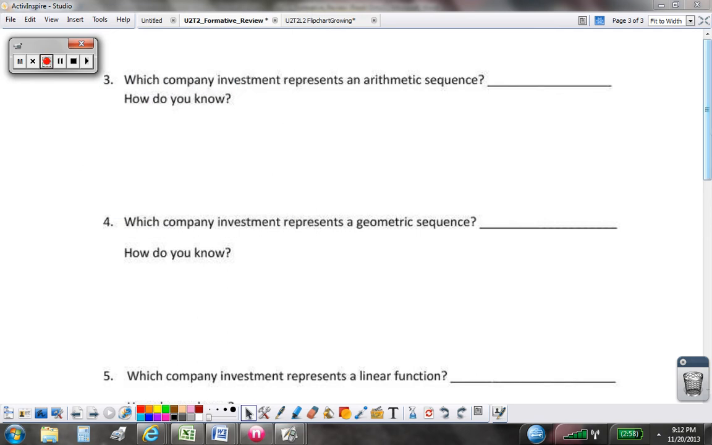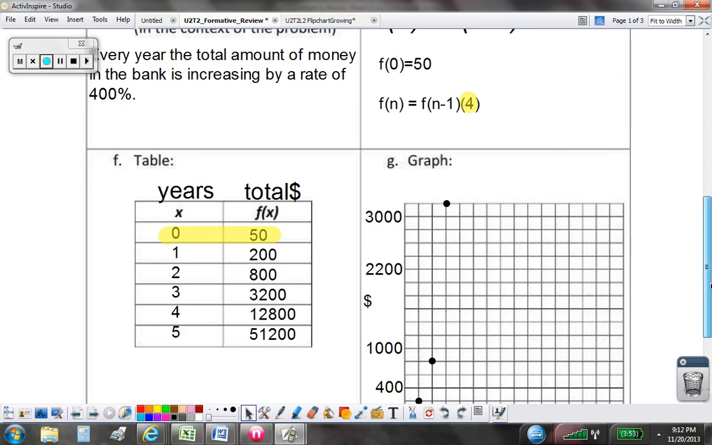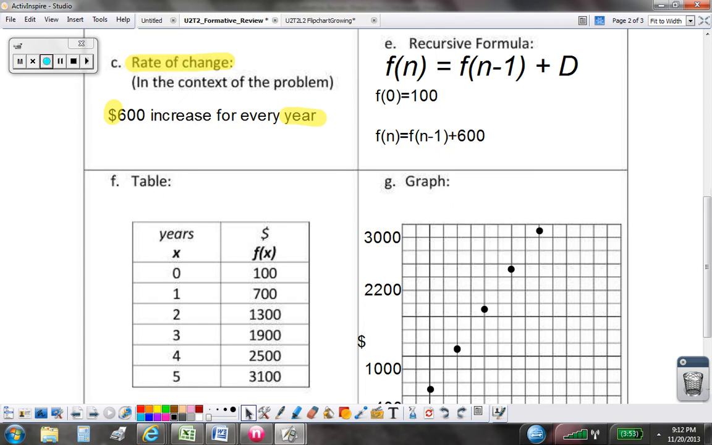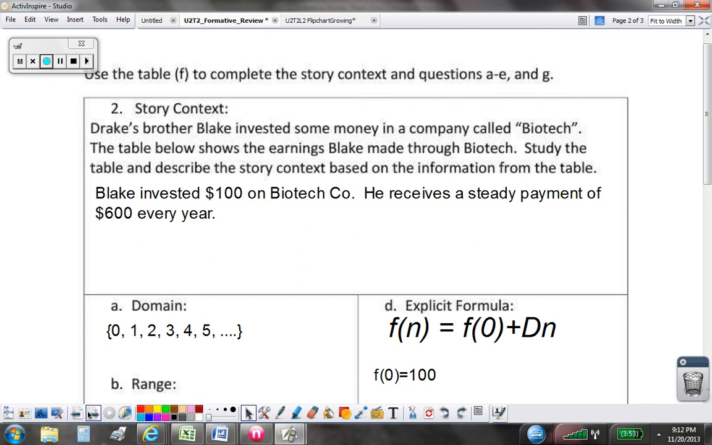Alright, so here we are, the last segment. This is asking which company investment represents the arithmetic sequence. Remember, there was Biotech and what was the other one? Megatech. Remember the Megatech, we looked at the table, it was times 4, so that was geometric. So it is Biotech that was arithmetic. Okay, so I'm going to put that in.